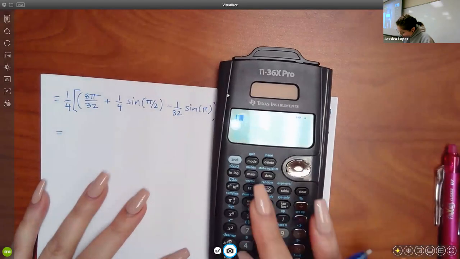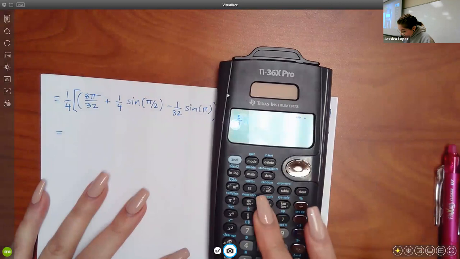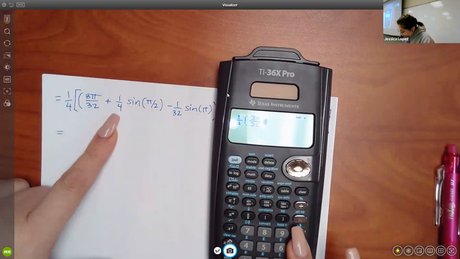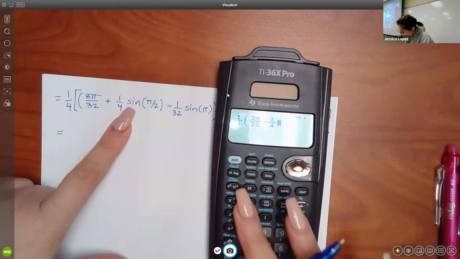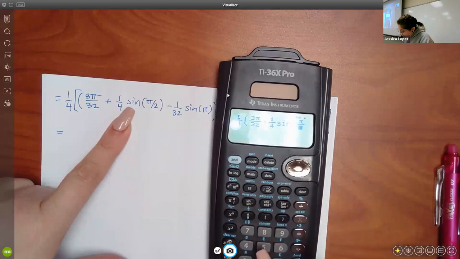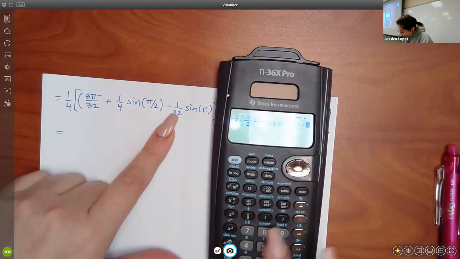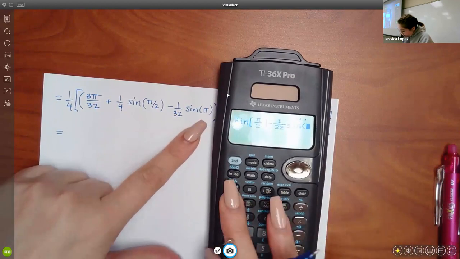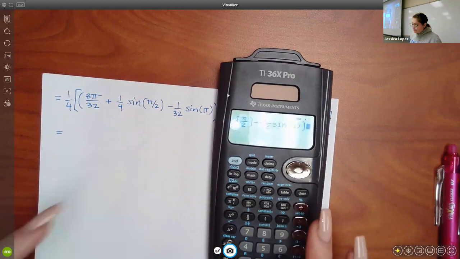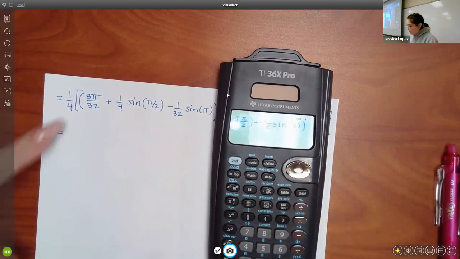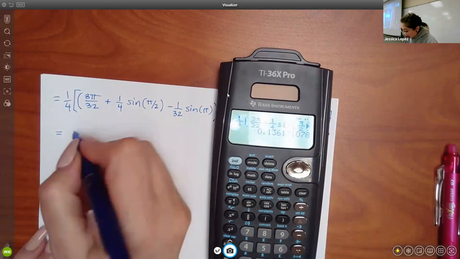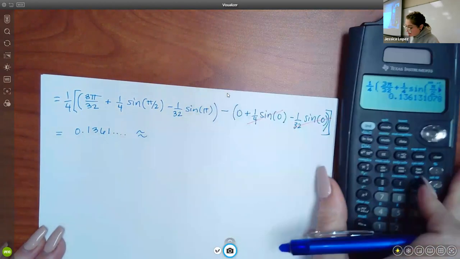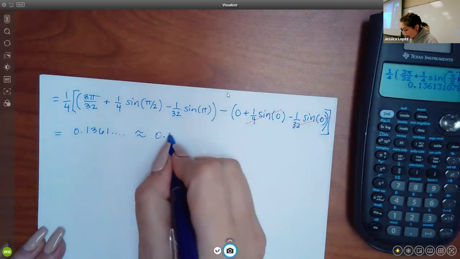So I'm going to do 1/4 parentheses 3 pi over 32 plus 1/4. Is it sine of pi over 2? Close my parentheses minus 1/32 sine of pi. And then close my big parentheses from when I opened the parentheses with the 1/4. And it tells me it's 0.1361 dot dot dot, which if I round to the nearest thousandth, I get 0.136.